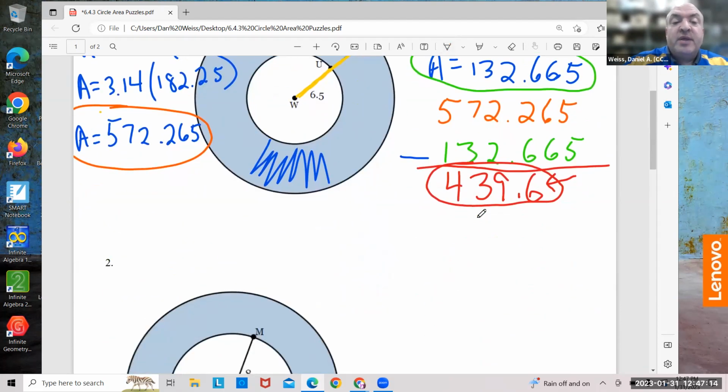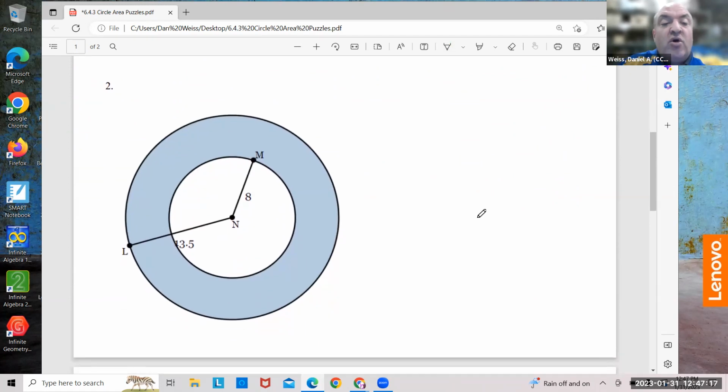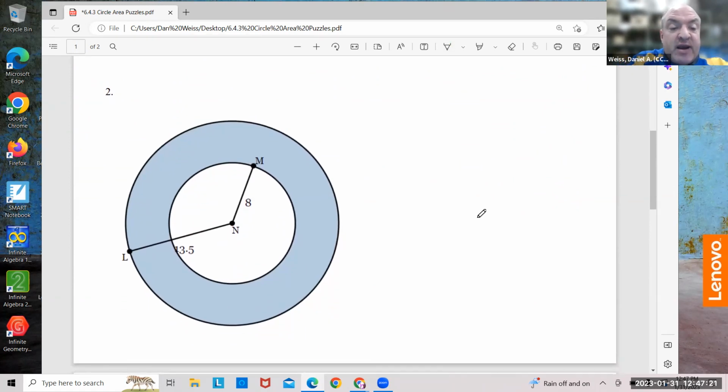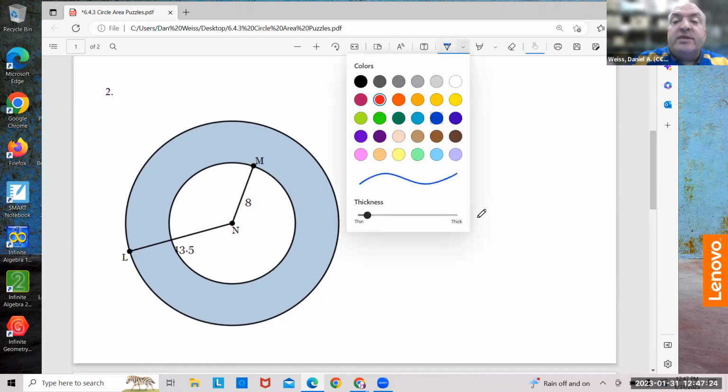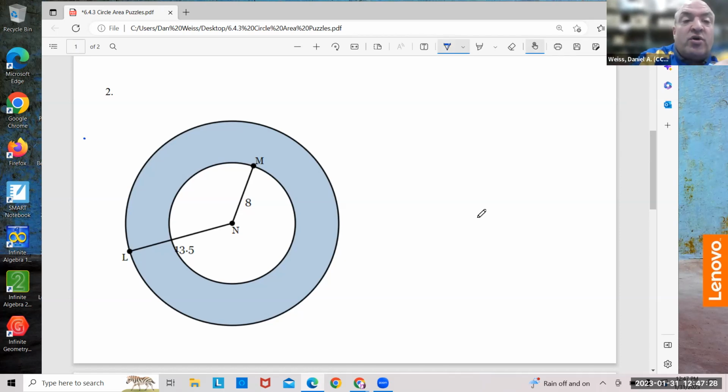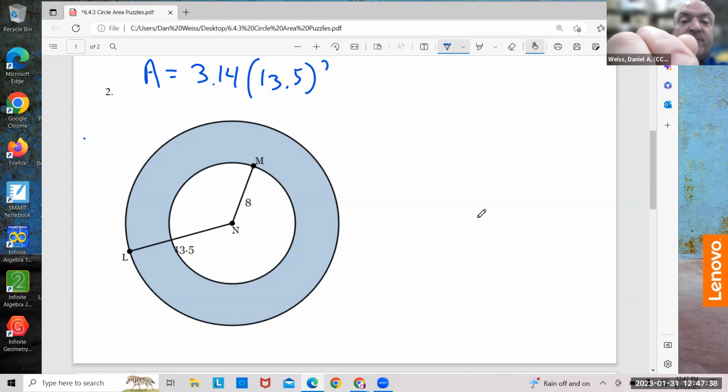Okay, easy. Let's do the same thing here. First, I'm going to take the whole circle. The whole circle, you see, area equals pi r squared. So area of the whole circle is going to equal 3.14, that's pi, times 13.5 squared. 13.5 with the square key is 182.25, times 3.14, and that equals 572.265. We just did that in the last problem.